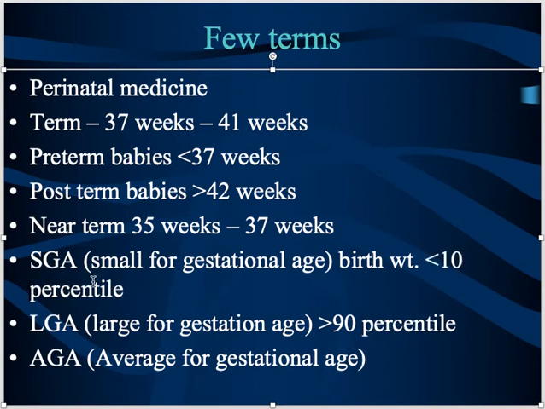So simply, anyone whose birth weight is less than 10th percentile, or two standard deviations from the 50 percentile, is called small for gestational age. And anyone who is more than 90 percentile is considered large for gestational age.